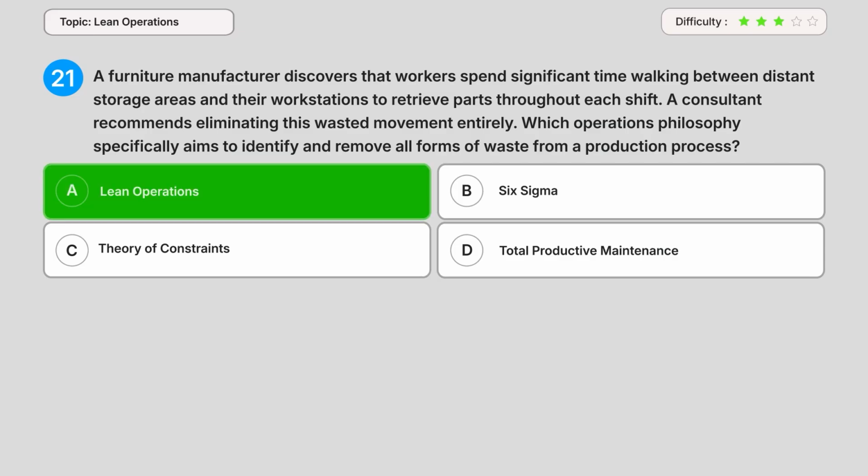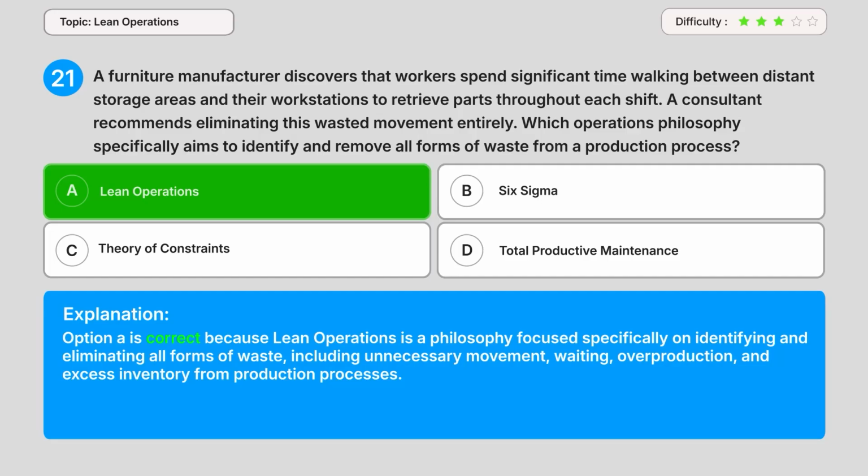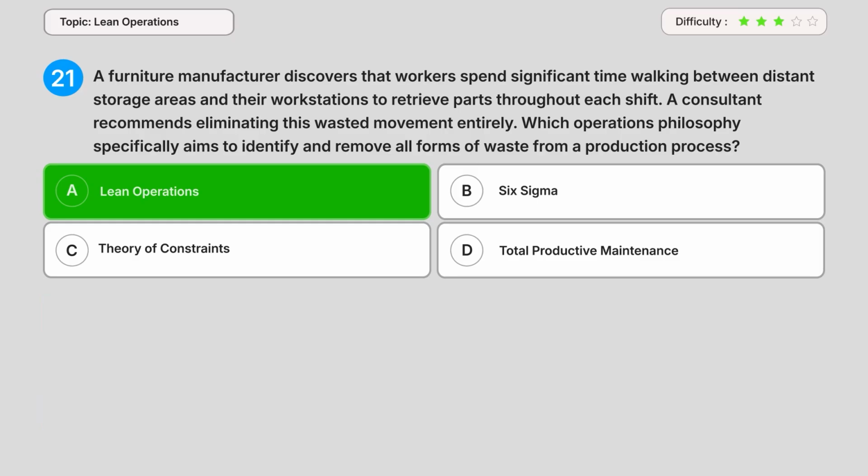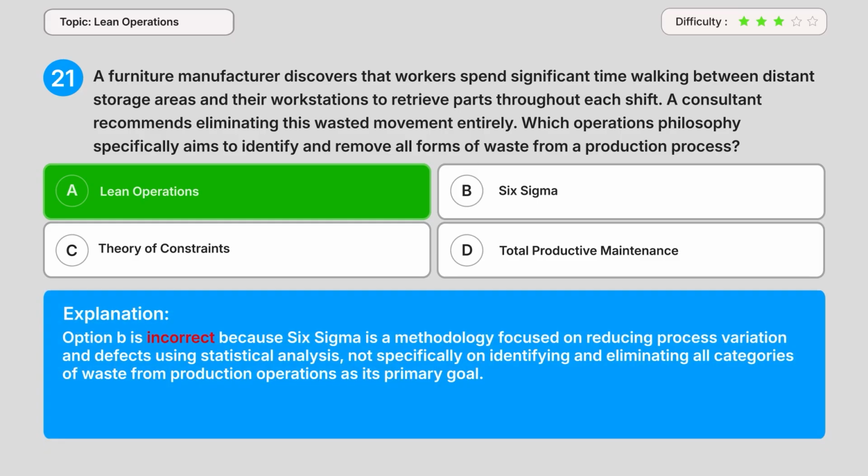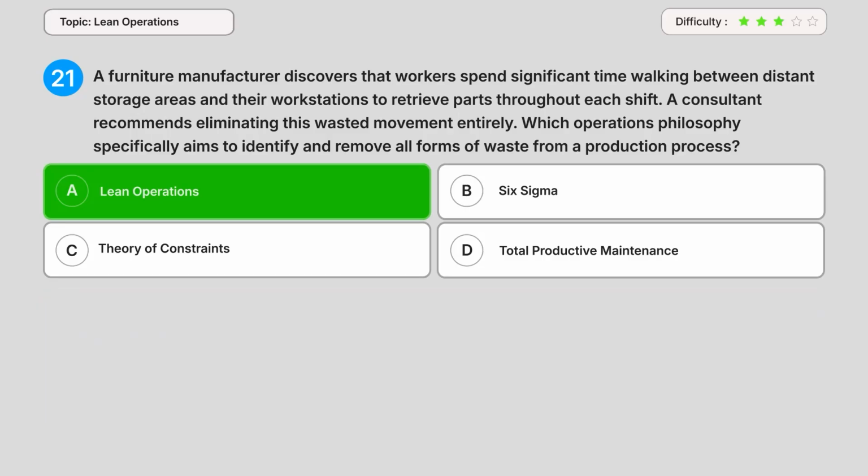Correct answer, A. Lean operations. Explanation. Option A is correct because lean operations is a philosophy focused specifically on identifying and eliminating all forms of waste, including unnecessary movement, waiting, overproduction, and excess inventory from production processes. Option B is incorrect because Six Sigma is a methodology focused on reducing process variation and defects using statistical analysis, not specifically on identifying and eliminating all categories of waste from production operations as its primary goal.